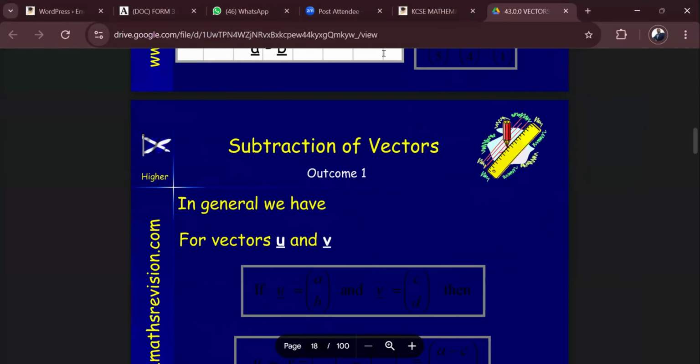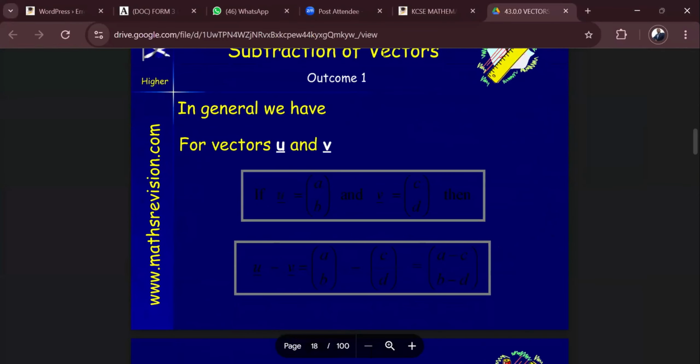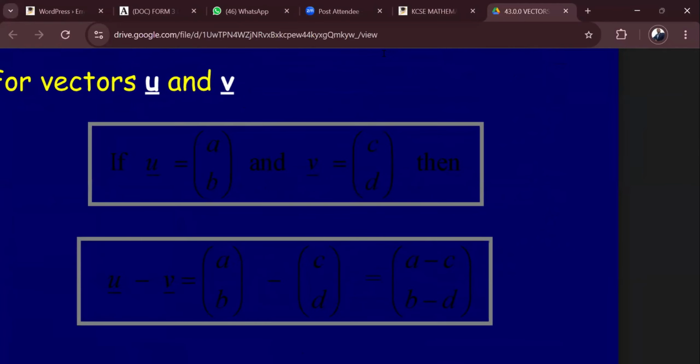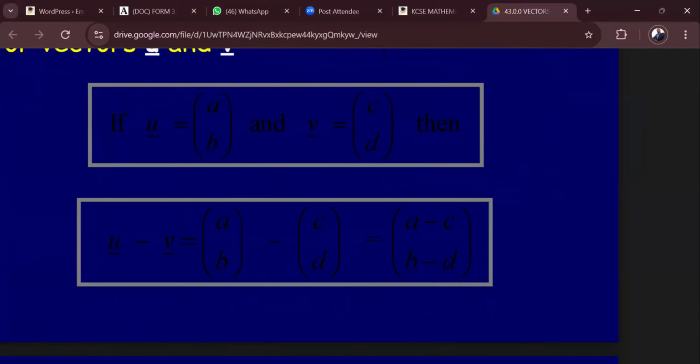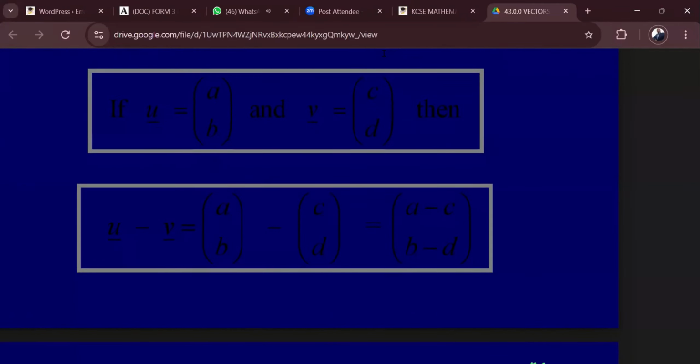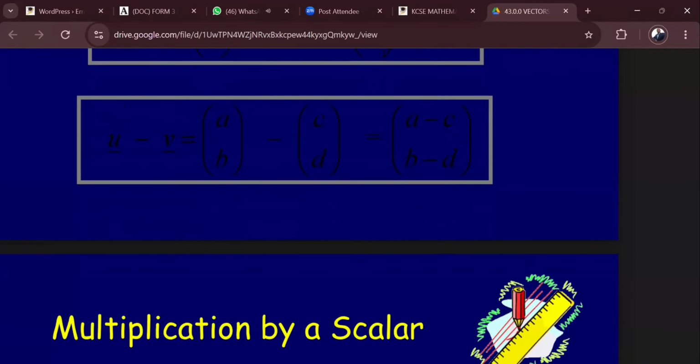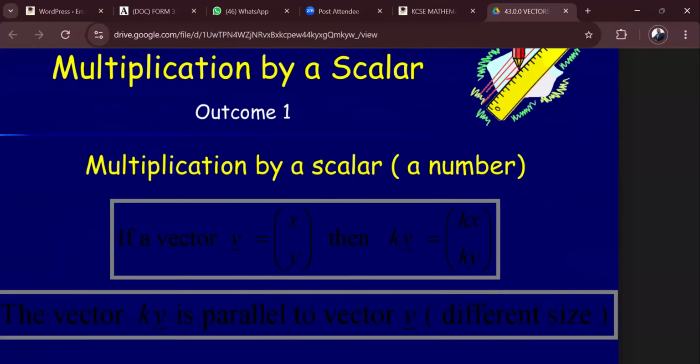So when you're subtracting vectors, you just subtract the X part and the Y part. The answer is 4, 1. If U is (A, B) and V is (C, D), we subtract A minus C for X, and B minus D for Y. Fine.